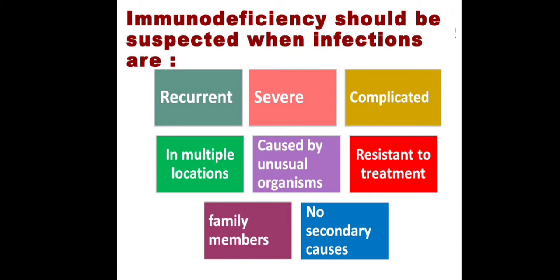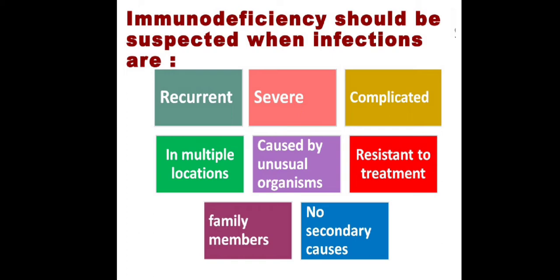So when do you suspect immune deficiency? When there are recurrent infections in a particular child, and these infections are very severe with complications, and they attack multiple locations, and if you suspect unusual organisms which are more resistant to treatment, with a family history of similar illness in other siblings, then we should suspect primary immune deficiency.